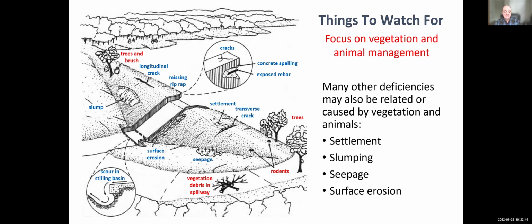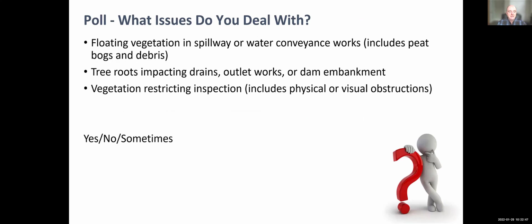So what I'm going to do, because we have now about 33 people logged in, is get a sense for what type of issues you deal with, and I'll do that by asking these 3 questions in a poll. So, floating vegetation in a spillway or water conveyance works. Over 50% of the people that responded say they're dealing with it sometimes, and only 19% never deal with floating vegetation as being an issue.